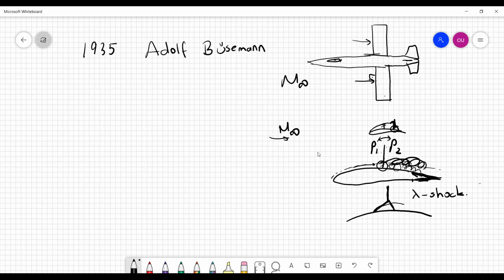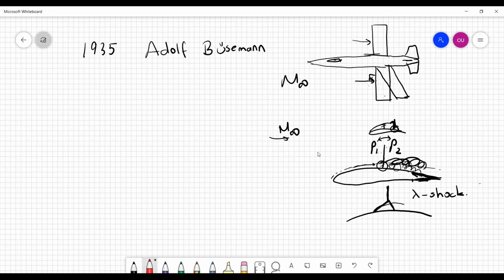But what Adolf Busemann proposed was the effective Mach number or velocity component that is responsible for this wave drag and shock wave structure generation: the normal component, or the perpendicular component, of velocity to the leading edge. So if there's a possibility to sweep the wing back, basically what we are doing is changing the normal component of the velocity with respect to the leading edge.